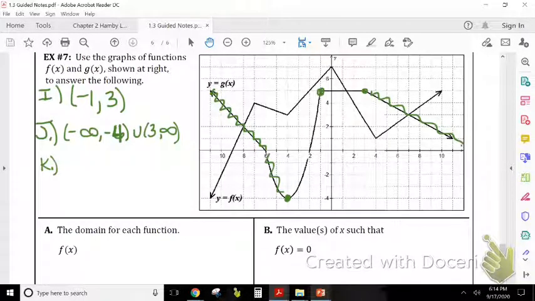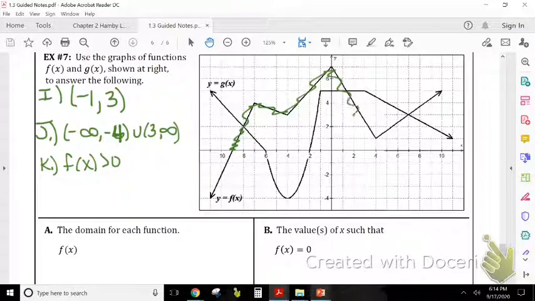K says the values of x such that f of x is greater than 0. Remember, if it's greater than 0, then it's going to be above the x-axis. So make sure you're looking at your f of x graph. And so f of x is above the x-axis right here. Well, all of it from there, right? So from -9 to infinity.